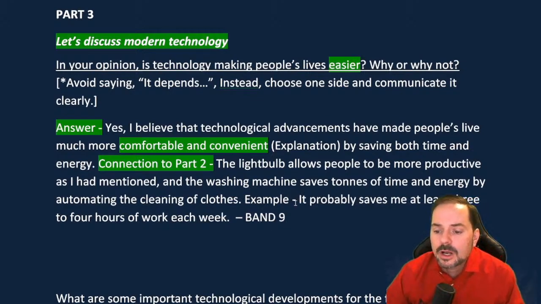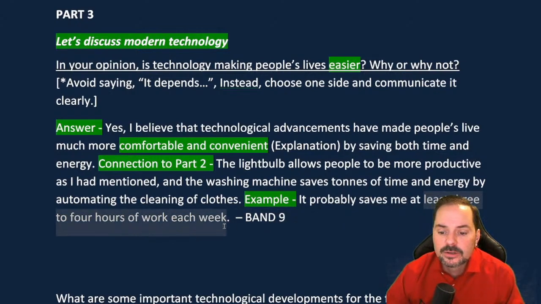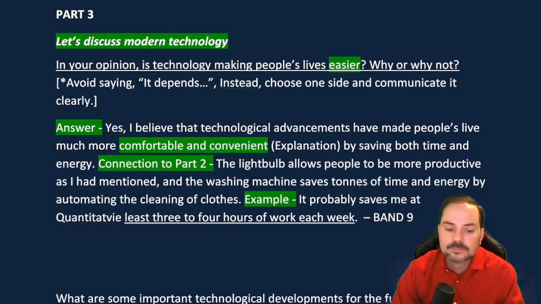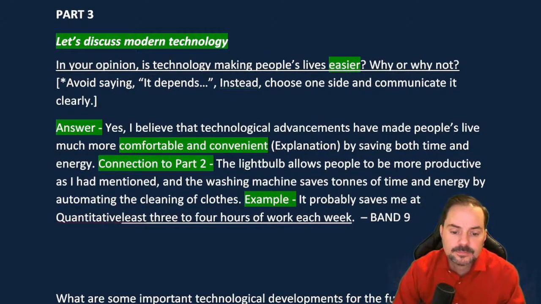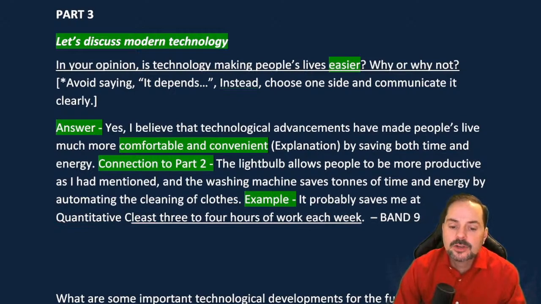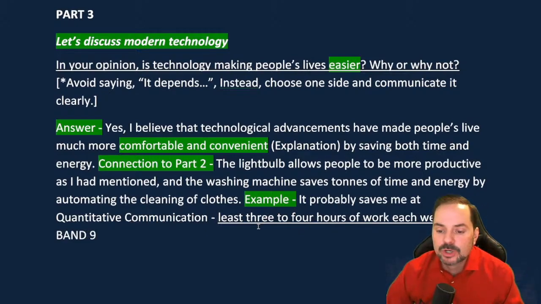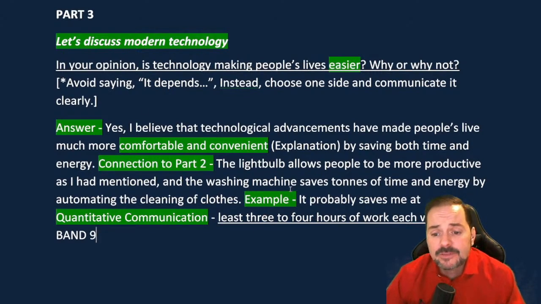Okay, so my specific example here is it probably saves me at least 3 to 4 hours of work each week. Now, notice this communication here. This is called quantitative communication. And quantitative communication means that I'm giving numbers, okay? So I have clear numbers here, how much time technology is actually saving me to make my life easier.